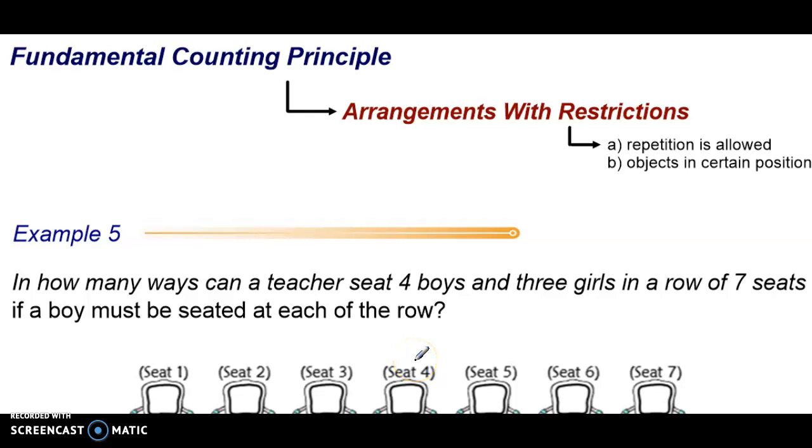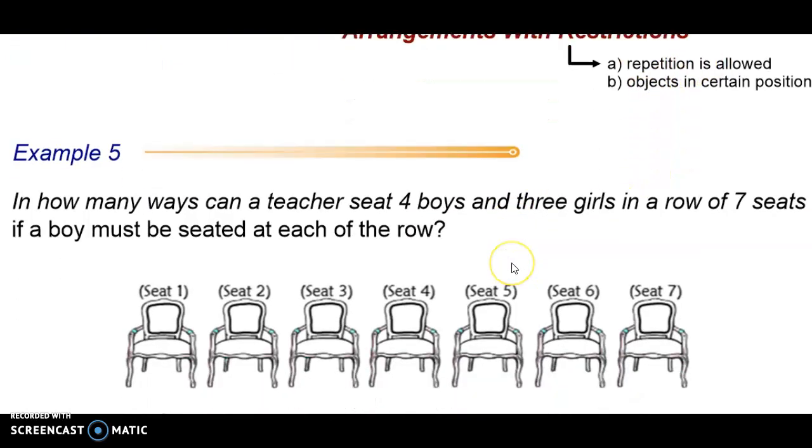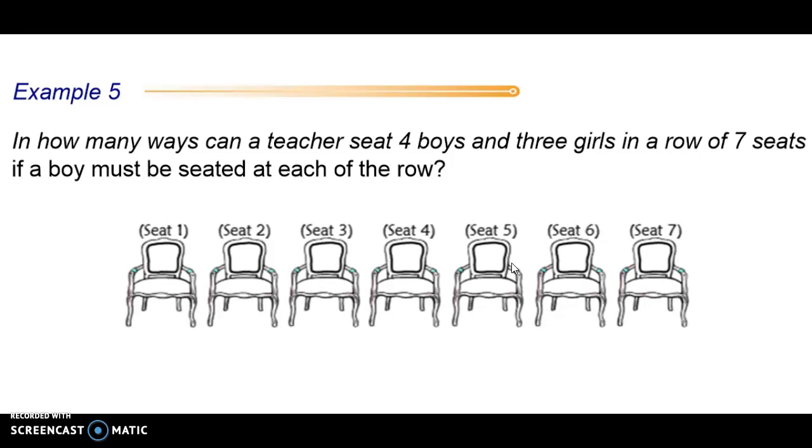We are continuing with the fundamental counting principle and looking at a couple of examples with arrangements with restrictions, specifically where repetition is allowed and objects are to go in certain positions. So example 5. In how many ways can a teacher seat 4 boys and 3 girls in a row of 7 seats if a boy must be seated at each end of the row?